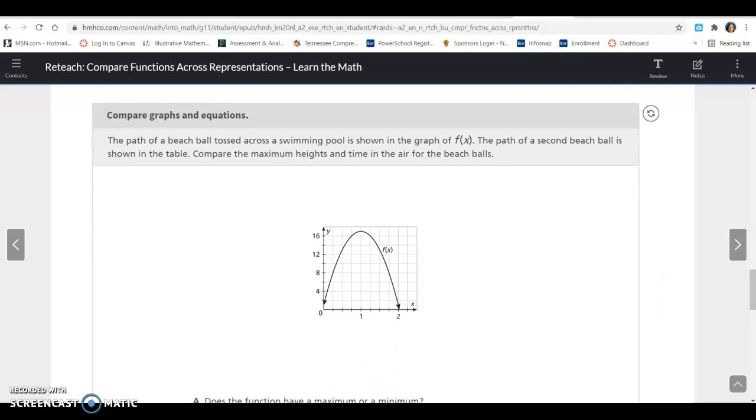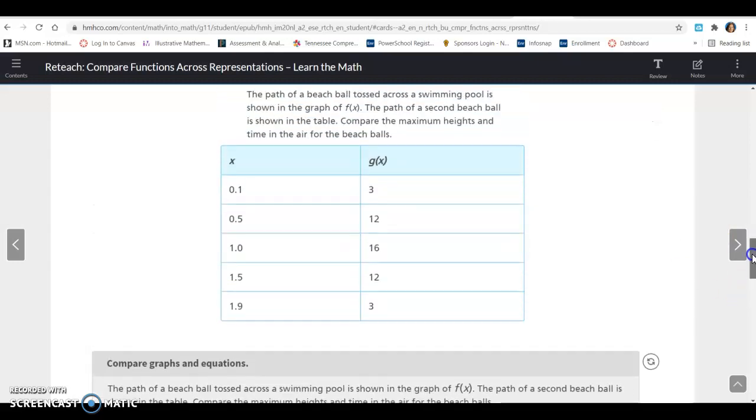It says the path of a beach ball tossed across the swimming pool is shown in the graph of f of x. The path of a second beach ball is shown in the table. Compare the maximum heights and time in the air. If we look at the maximum height, this goes right above 16. And if you see, this goes 12, 14, 16, 18. So halfway between that would be a maximum height of 17. Now for g of x, that's our y value, you can see it goes 3, 12, 16, 12, 3. So our maximum here would be 16.